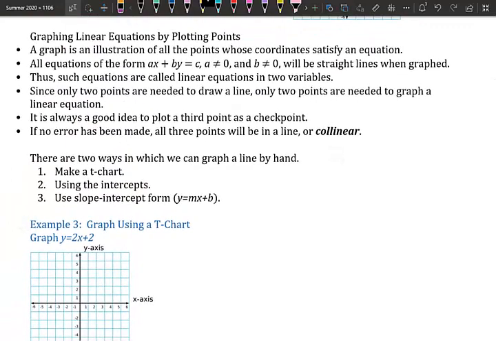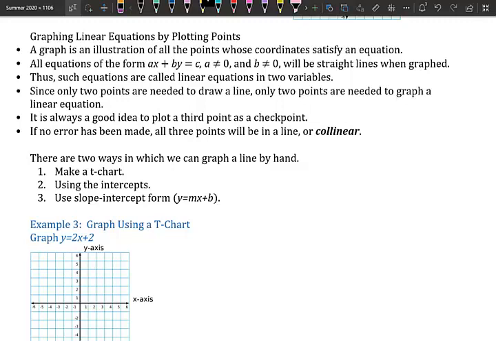Graphing linear equations by plotting points. A graph is an illustration of all the points whose coordinates satisfy an equation. All equations of the form ax plus by equals c, where a and b are not 0, will be straight lines when graphed. Thus, such equations are called linear equations in 2 variables. Since only 2 points are needed to draw a line, only 2 points are needed to graph a linear equation. It is also a good idea to plot a third point as a checkpoint. If no error has been made, all 3 points will make a line, or be collinear.